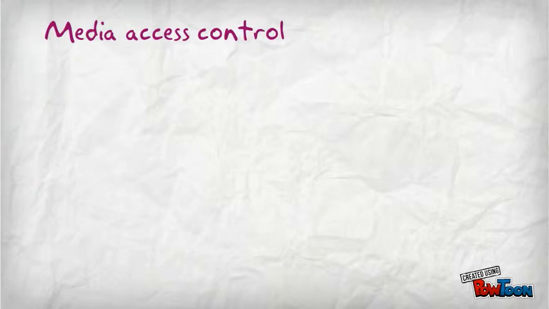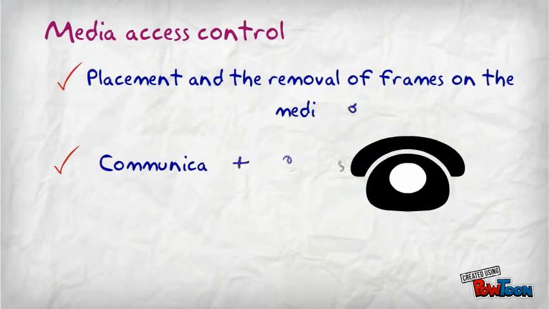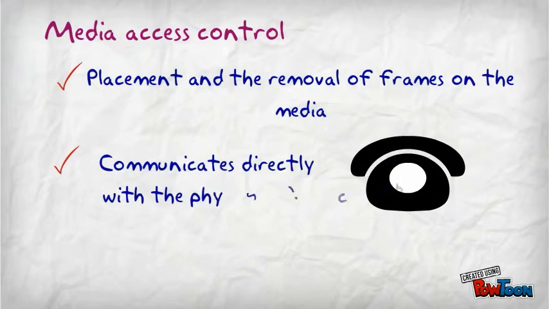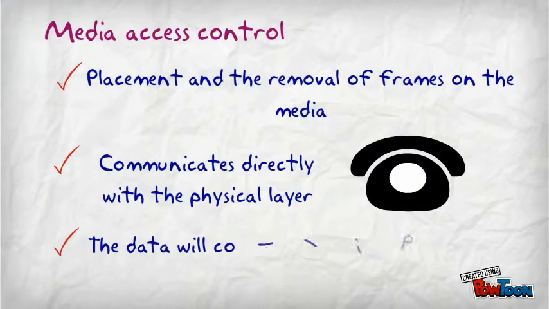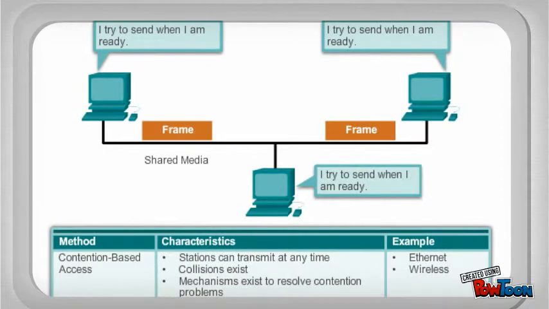Media access control is responsible for the placement and the removal of frames on the media. This layer also communicates directly with the physical layer. If multiple devices on a single medium attempt to forward data simultaneously, the data will collide, resulting in corrupted or unusable data. Ethernet provides a method for controlling how the nodes share access through the use of Carrier Sense Multiple Access (CSMA) technology.